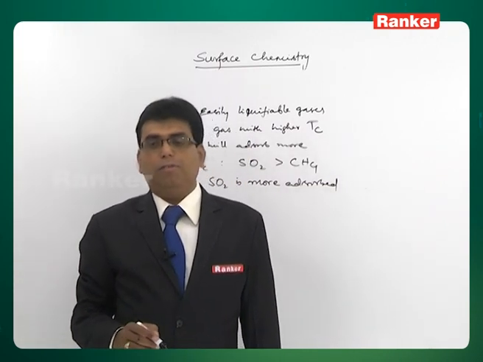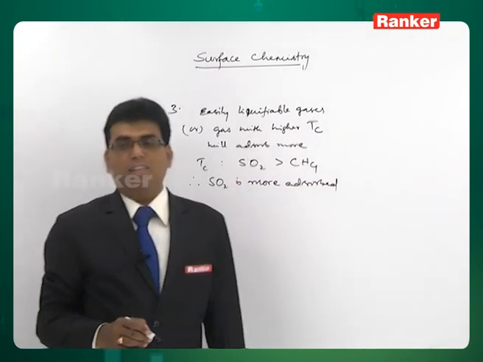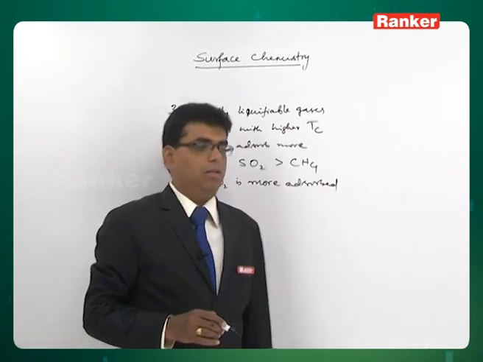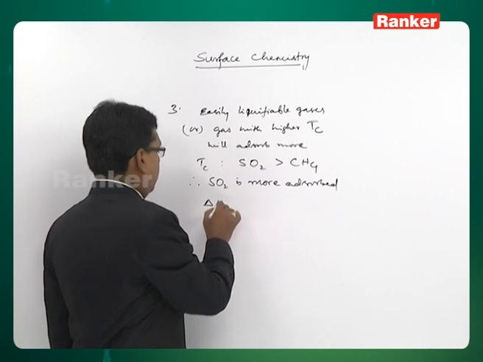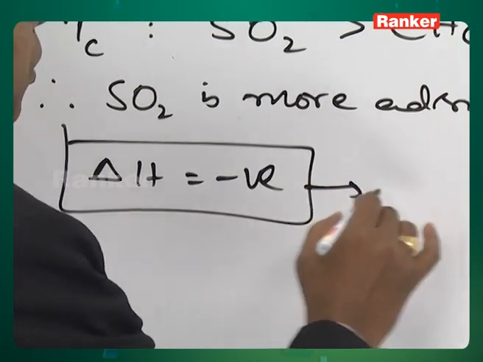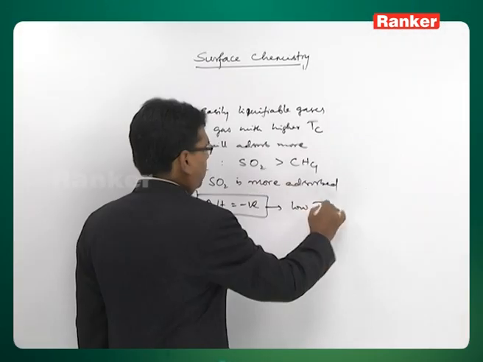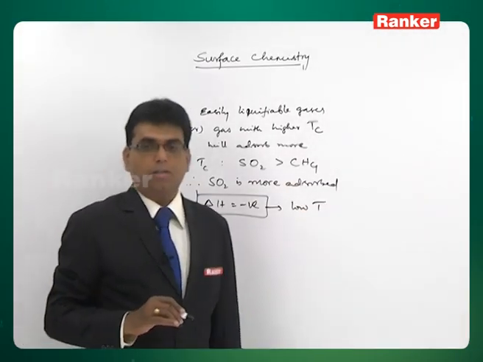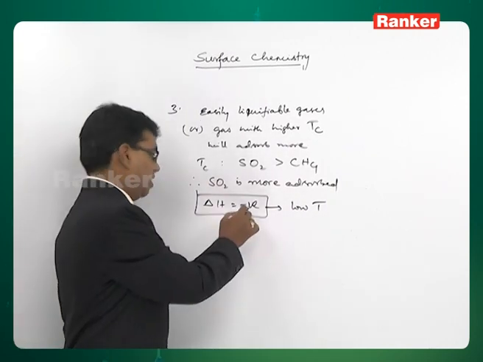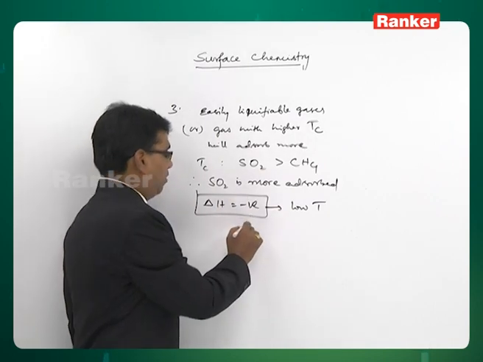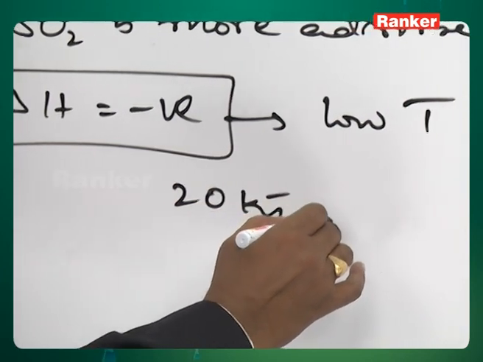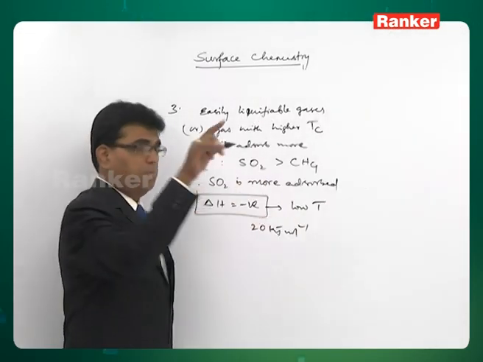Second statement, physisorption occurs readily at low temperature. Physisorption being an exothermic process, delta H is negative. According to Le Chatelier principle, a process for which delta H is negative will take place at low temperature. So, second option is correct. Enthalpy of physisorption is low due to weak van der Waals forces. Yes, delta H is negative, but it is low. Maximum it ranges only up to 20 kilojoule per mole. It is less, whereas for chemisorption it is more.